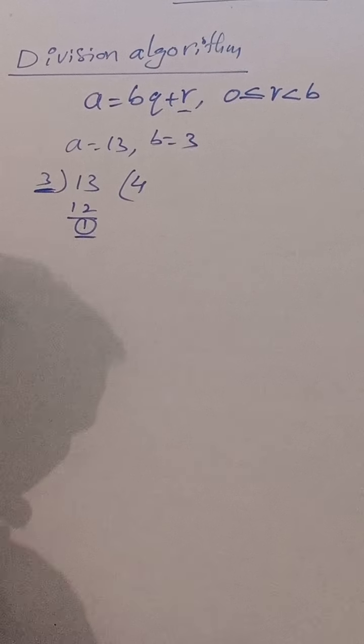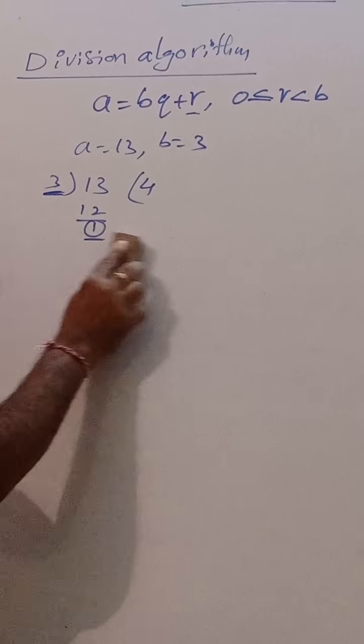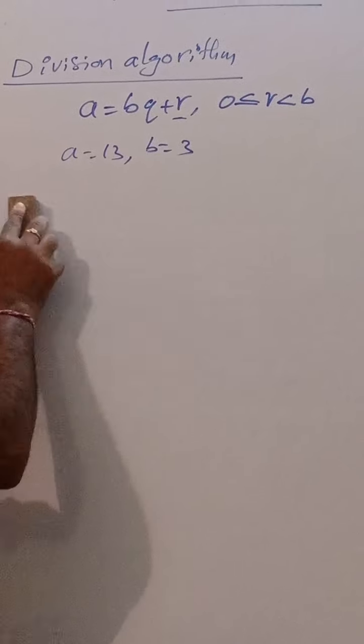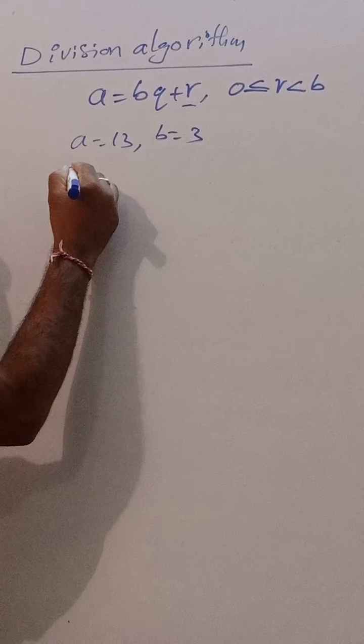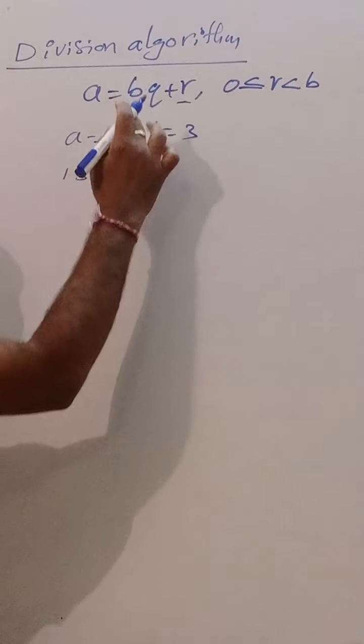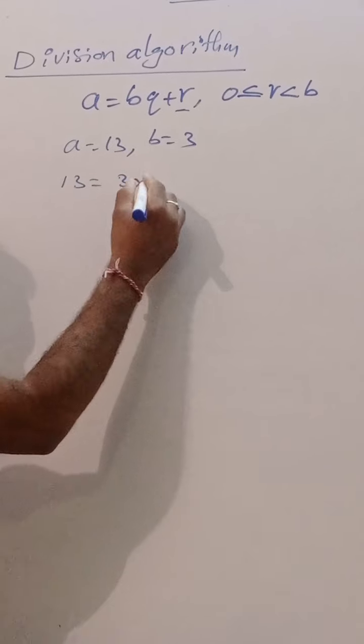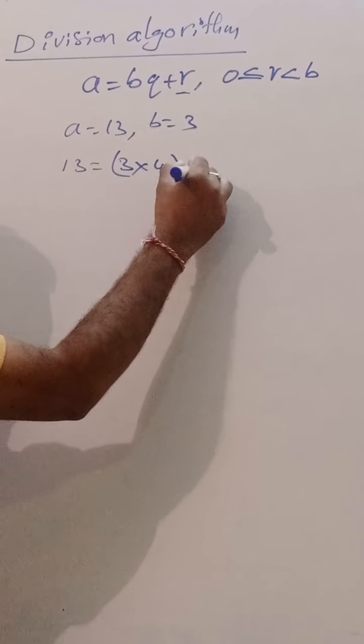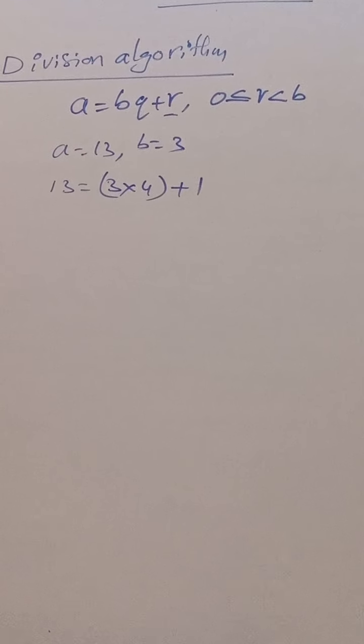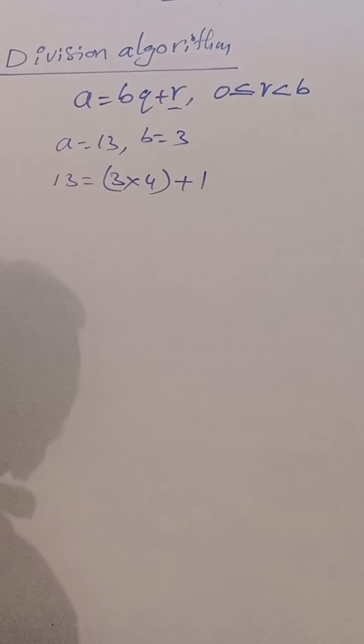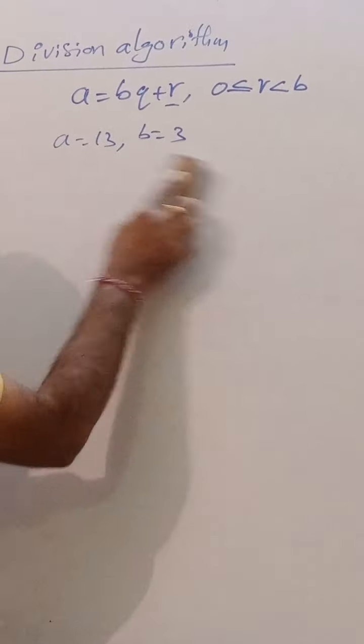In the previous class we learned about this. How can we write this? A is 13, 13 equal to B is 3, the quotient is 4 and the remainder is 1. Now, how can we formalize this?